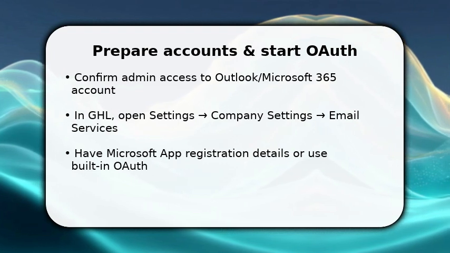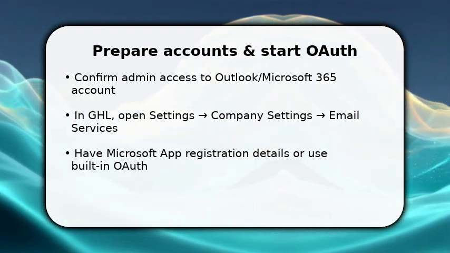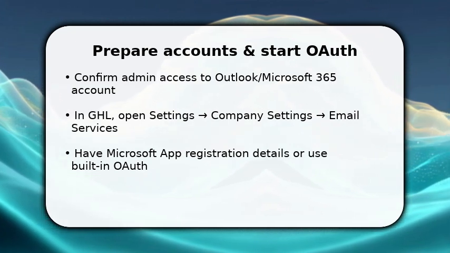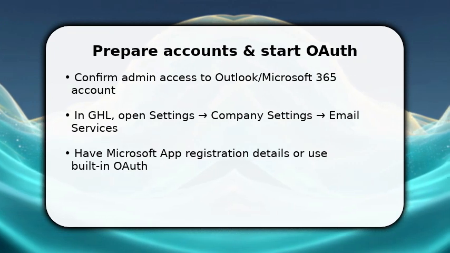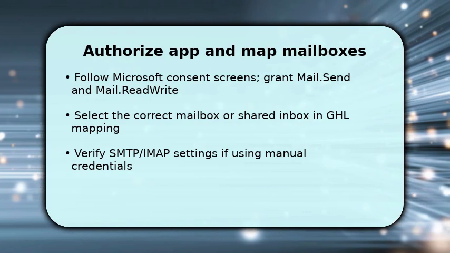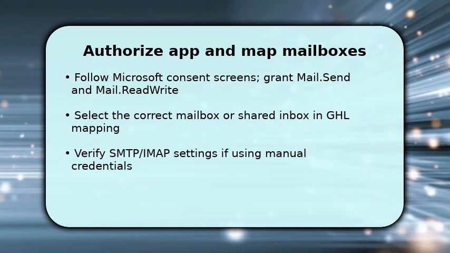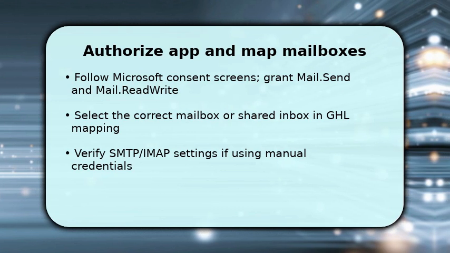Now click the Connect Outlook option. This begins the authorization exchange. Stay focused here, because this step creates the permission link that lets GHL send and read email for automation. Once you trigger authorization, follow Microsoft consent prompts carefully and grant mail.Send, mail.ReadWrite and profile permissions so GHL can operate fully.